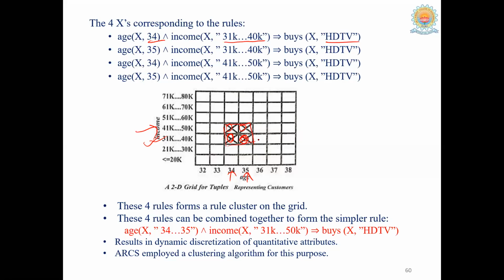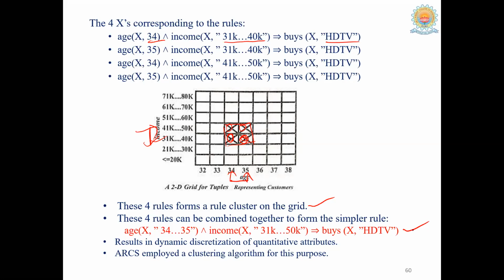Since this is a dynamic discretization process, not a static discretization, we can change the intervals and the bins in order to extract the strong rule. These four rules form a rule cluster on the grid, so they can be combined together to form a simpler rule. That means X with age 34 to 35, this is the range, and income in the range of 31 to 50K, this is the range. If this is the criteria, then X can buy the HDTV. So this results in a dynamic discretization of quantitative attributes.